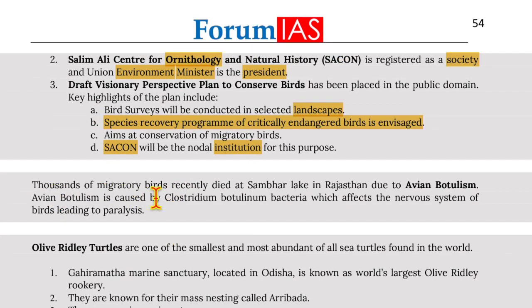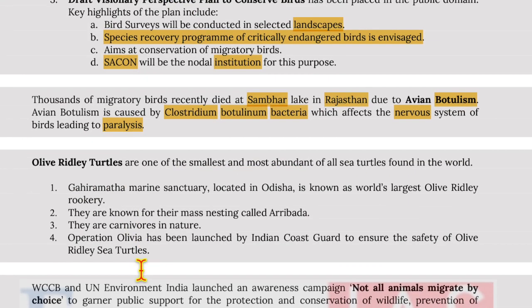Now, thousands of migratory birds recently died at Sambhar Lake in Rajasthan due to avian botulism. Avian botulism is caused by Clostridium botulinum bacteria, which affects the nervous system of birds, leading to paralysis.